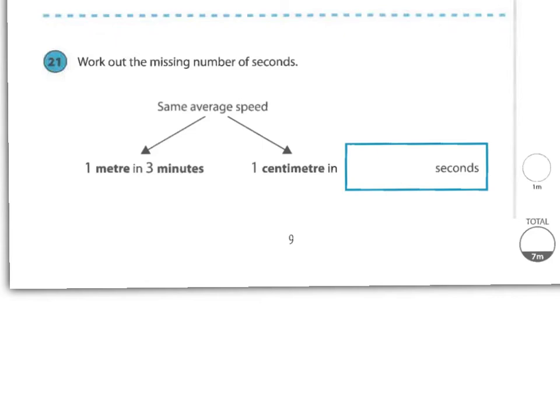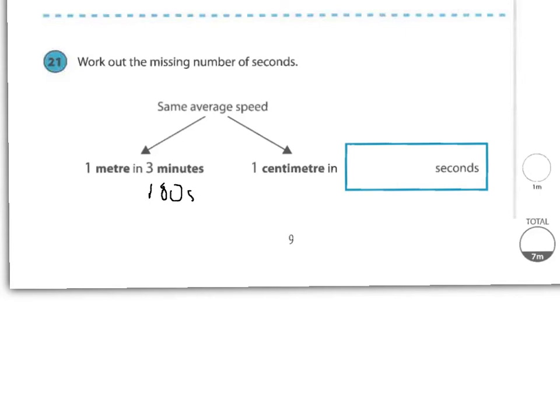Question 21. Work out the missing number in seconds. So we were told that these 2 statements have got to have the same average speed. The first on the left is 1 meter in 3 minutes, and it's meant to be the same as 1 centimeter in blank seconds. Now, if I take a look at this left-hand side, I know that I've got to convert the time into seconds. So I'm going to first of all convert this 3 minutes into seconds. So this is going to be 180 seconds.